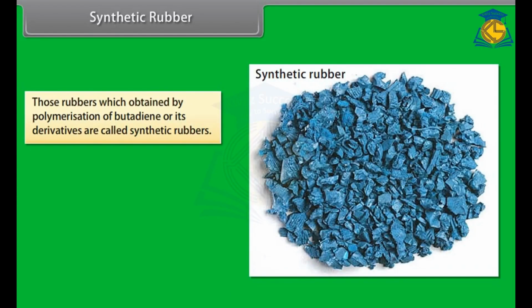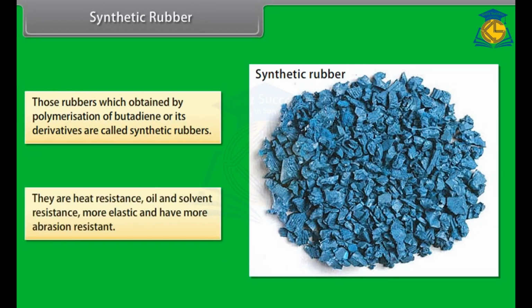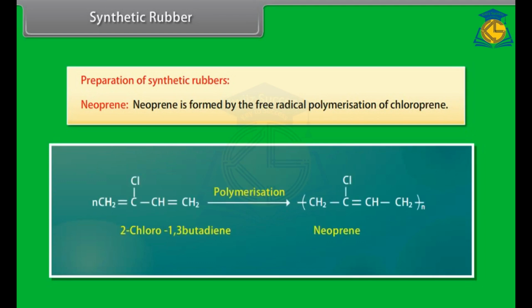Synthetic rubber. Those rubbers which are obtained by polymerization of butadiene or its derivatives are called synthetic rubbers. They are heat resistant, oil and solvent resistant, more elastic, and have more abrasion resistance. Preparation of synthetic rubbers. Neoprene.